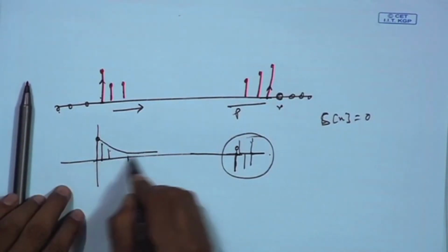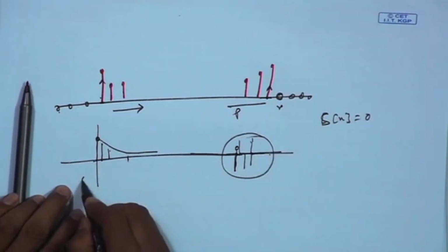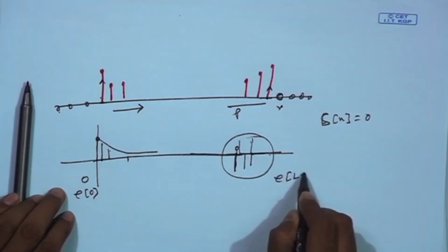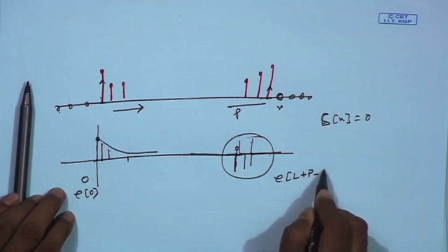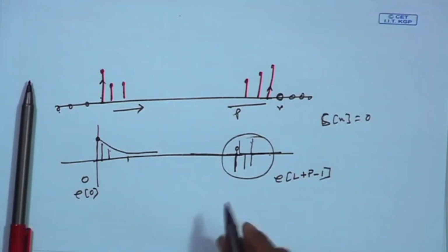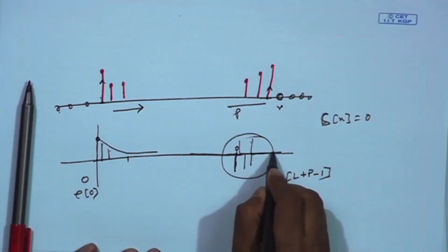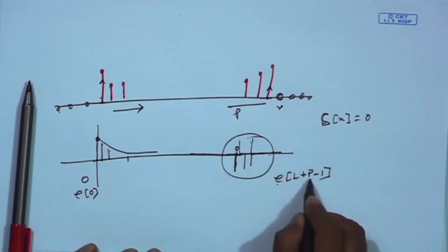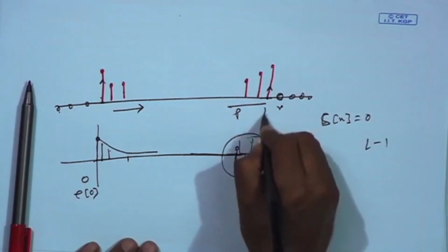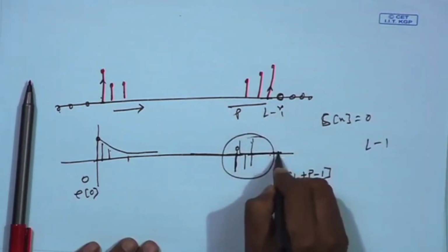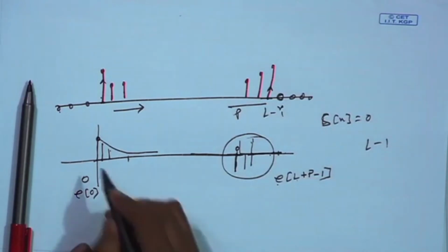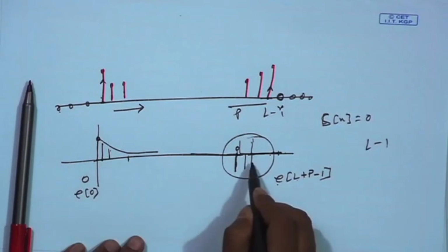So, if I see the error plot, it started from E 0, and I get E L plus P minus 1, because I have to go P samples this side also. So, my error length is L plus P minus 1, because L minus 1 is this sample, and P order will be added here. Okay. So, this is called LPC error.